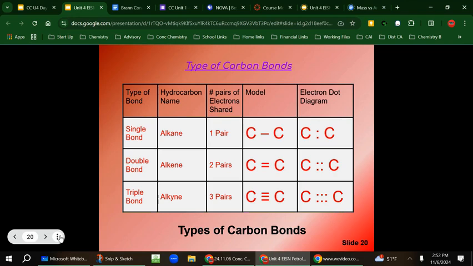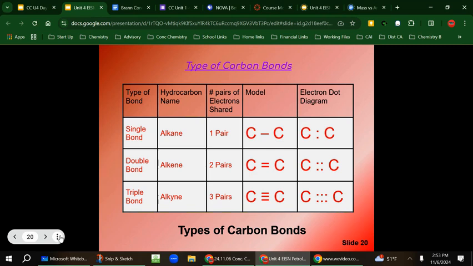Now, if needed to, carbon could share 2 electrons with another carbon. And it could share 2 pairs. We call that a double bond or an alkene. Okay? So that is a double bond or an alkene. And you would literally share 2 electrons from each carbon between the 2 carbons.